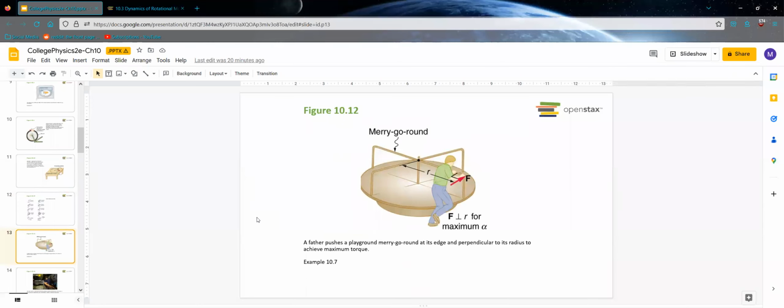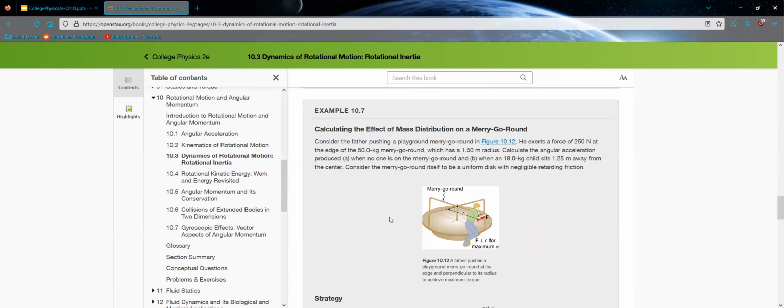So let's go over this conversation and take a look at example 10.7, a merry-go-round. When you apply forces to a merry-go-round, what does it actually mean? Consider a father pushing a playground merry-go-round, as shown, guy in the green shirt. He exerts a force of 250 newtons at the edge of this 50-kilogram merry-go-round that has a radius of about 1.5 meters. Calculate the angular acceleration.